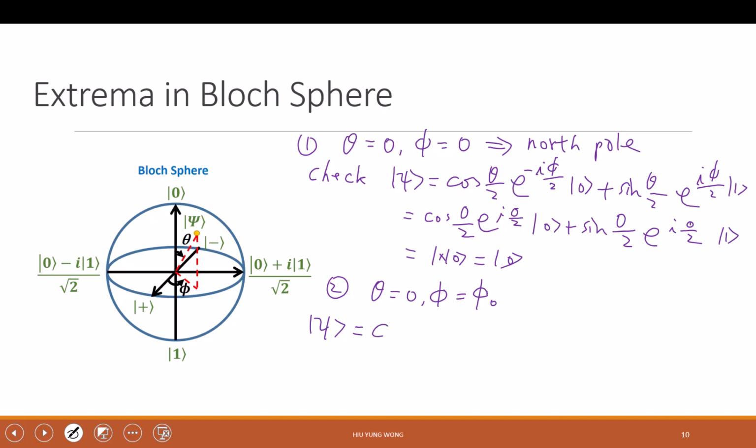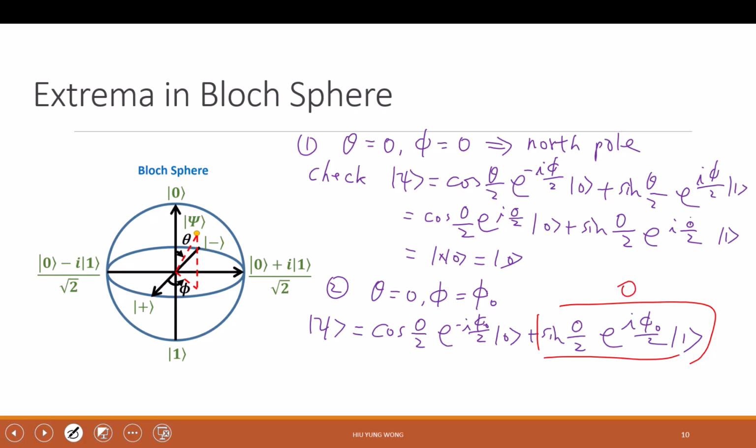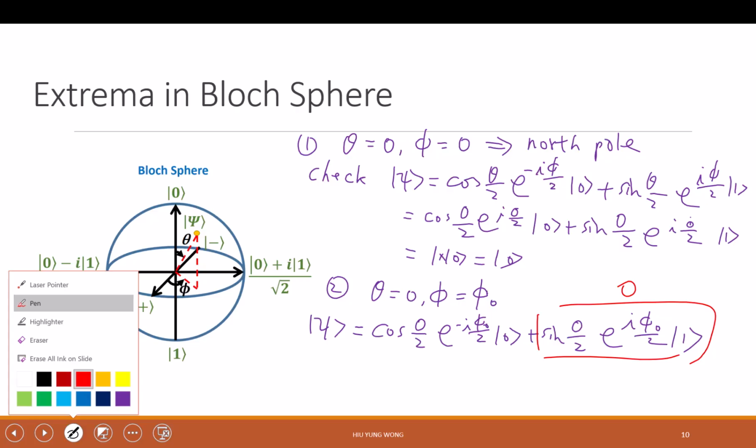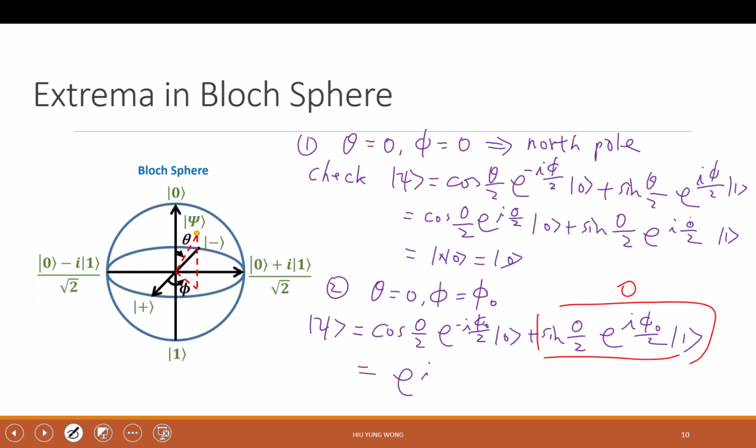This is equal to cosine 0 divided by 2, e to the power negative i phi over 2, 0 plus sine 0 divided by 2, e to the power i phi over 2, 1. Again, sine 0 is 0. Right? This term is just 0 because sine 0 is 0. So what do I get? I get e to the power negative i phi divided by 2, 0. Oh, it's not the same. I have this. But can I say that it's actually the same?